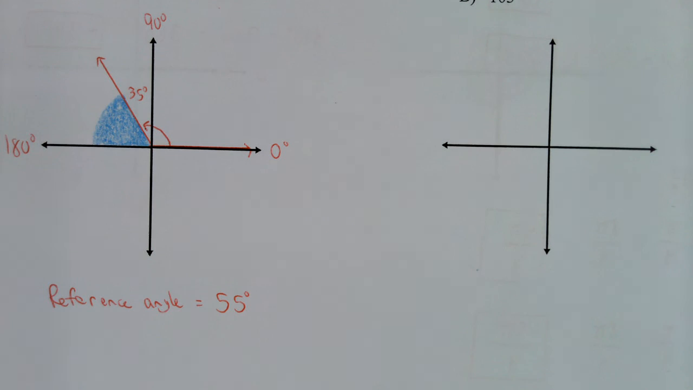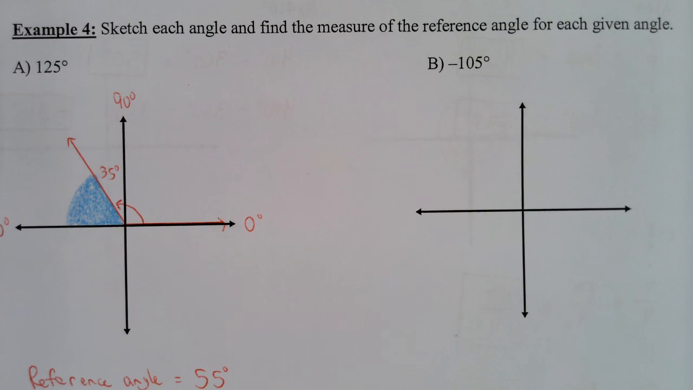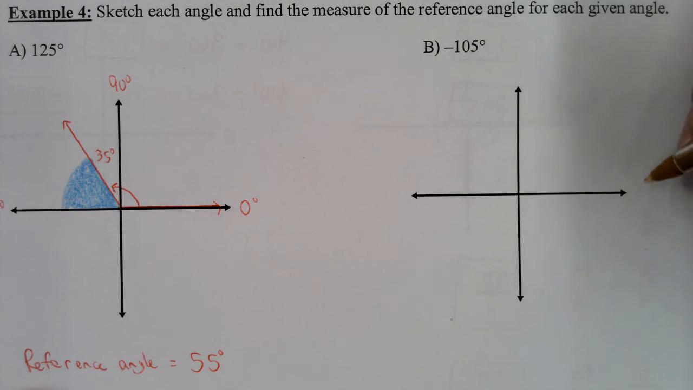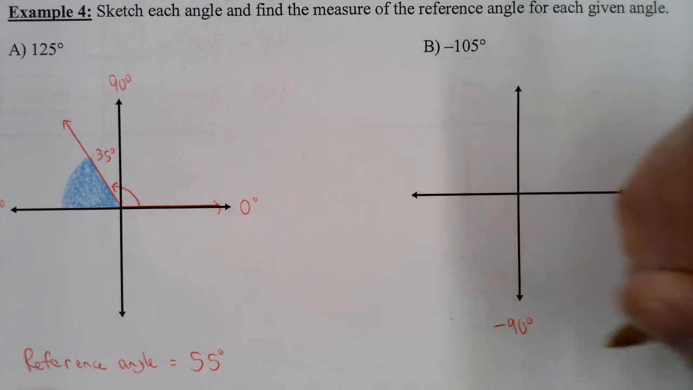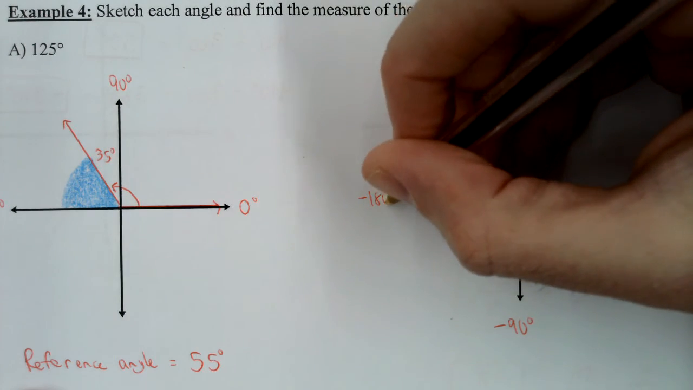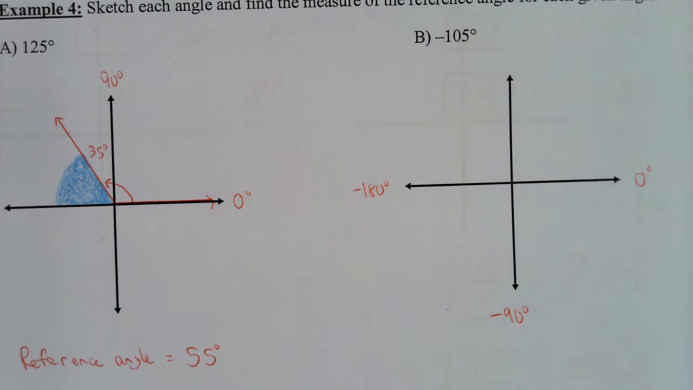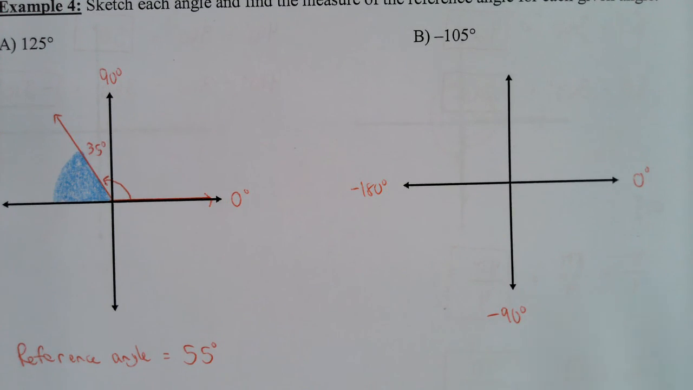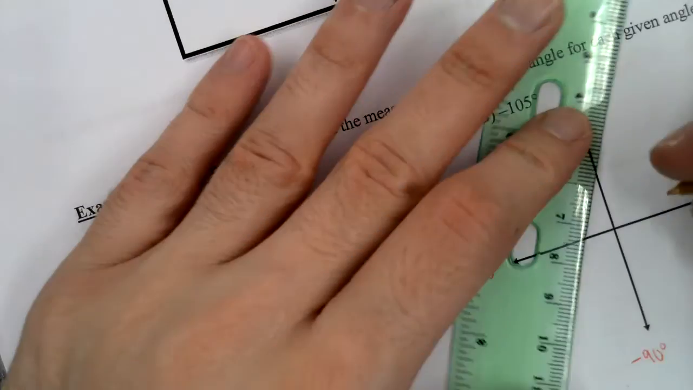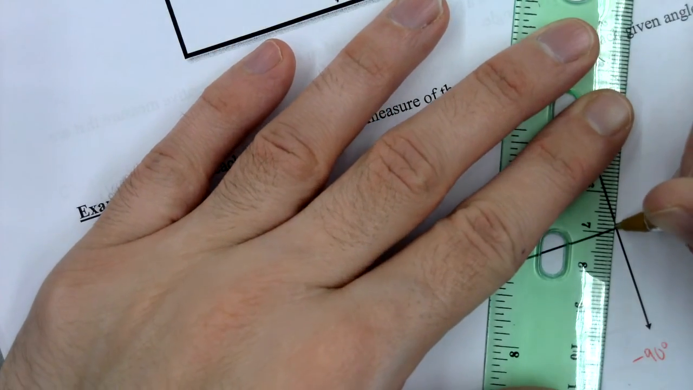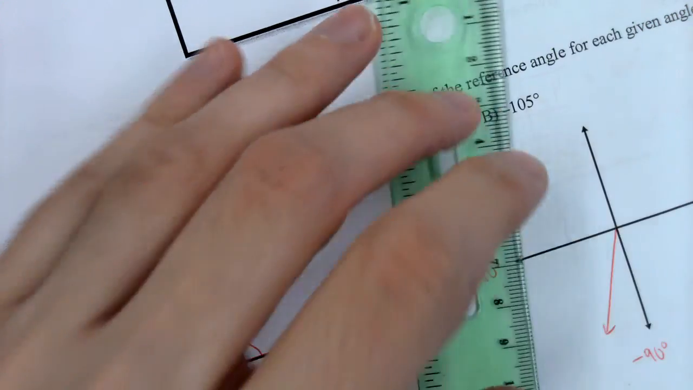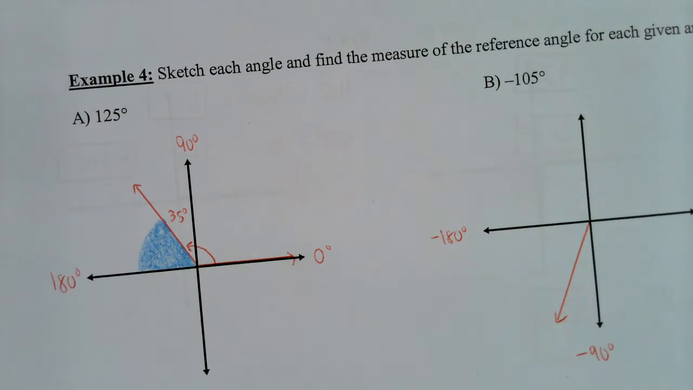That's all I'm going to say about reference angles for now. Let's try one more. Negative 105. If that's 0 degrees right there, this will be negative 90 degrees right there, and this will be negative 180. So between negative 90 and negative 180, very close to negative 90, I'd say. So maybe like that, something like that. Just a sketch for now.